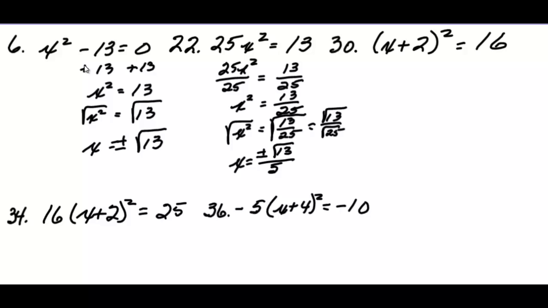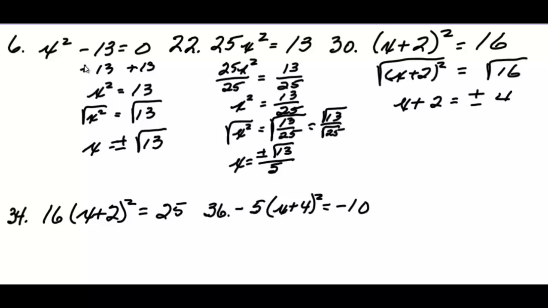If we take the square root now of what's inside the parentheses, the square root of x plus 2, the quantity squared, equals the square root of 16. What we get is x plus 2 equals, the square root of 16 happens to be 4, but it's either plus 4 or minus 4. Can be either one of those. So when we solve that, if we take x plus 2 equals a positive 4 and subtract 2 from both sides, we get x equals 2.